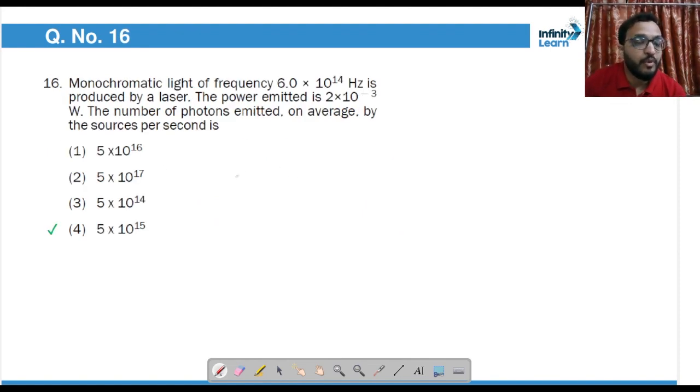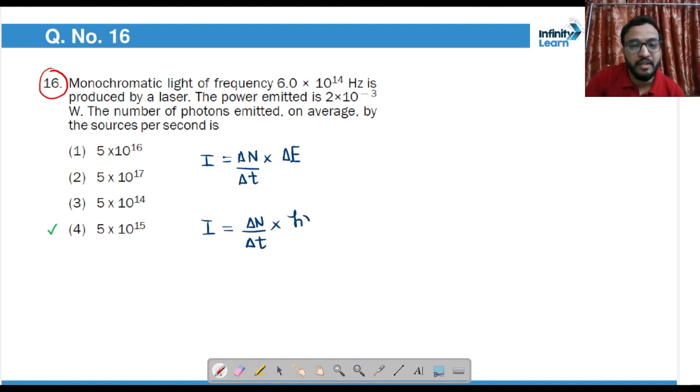Question number 16. See, monochromatic light. Whenever we study the photoelectric effect, students, one thing is very important: intensity is given by the number of photons striking per unit time into the energy of a single photon. That means intensity is the number of photons striking per unit time into the energy of a single photon. This is how we represent intensity when we are talking of light to be of particle nature. This is very important, right?